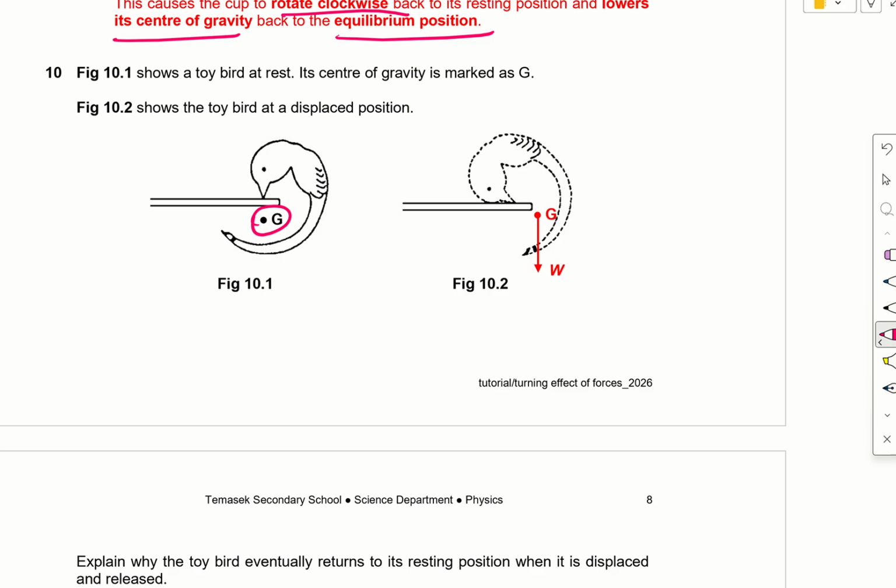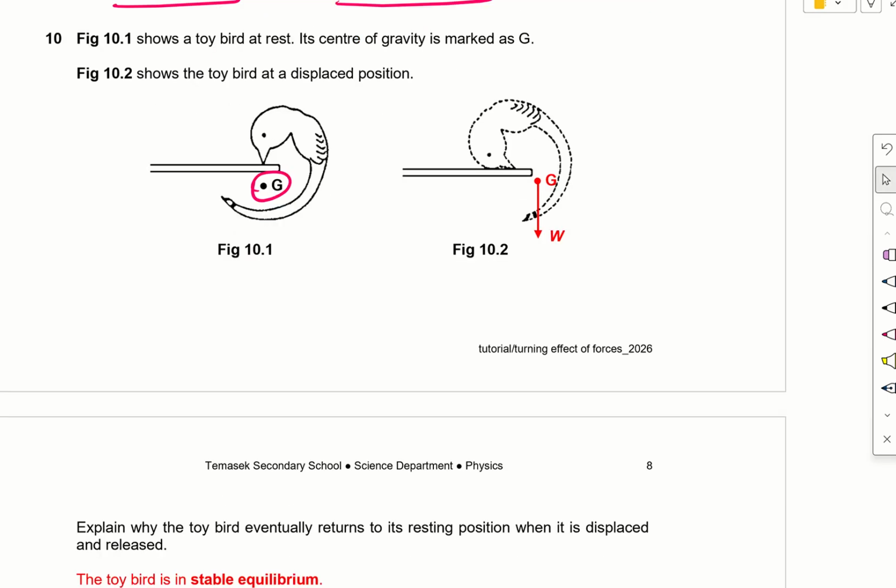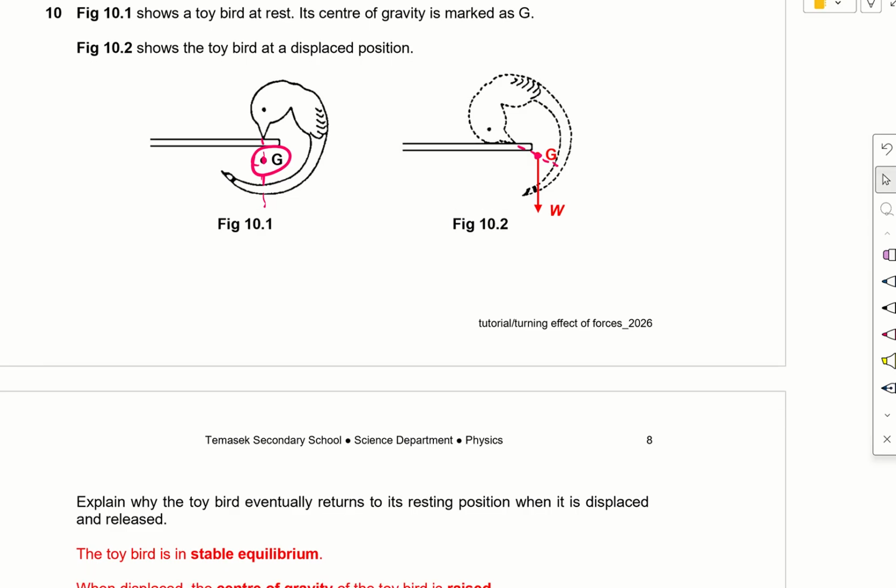So that is the purpose on why they want it like that, because they can make it to be stable. So 10.2 shows the toy bird at a displaced position. Now, if the center of gravity is this way, in between the beak and this part of the tail, when I tilt the bird in this way, it must still be at the same position within the object.